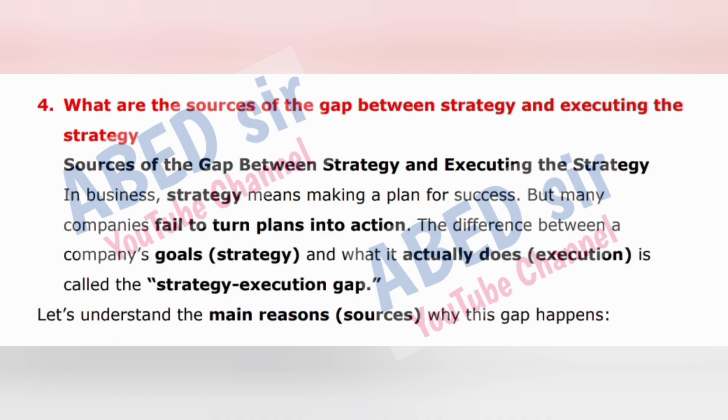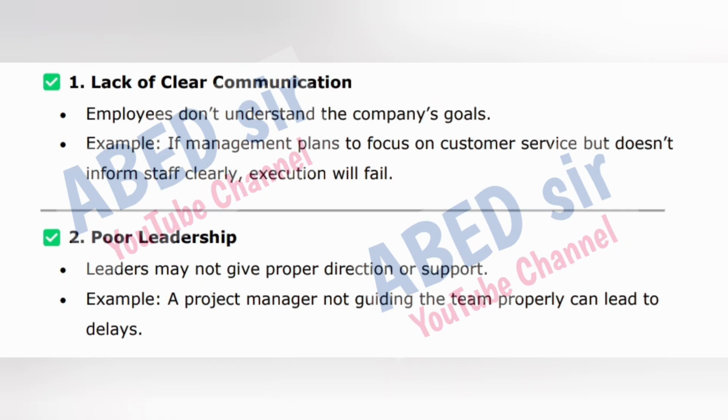Let's understand the main reasons, sources, why this gap happens. 1. Lack of clear communication. Employees don't understand the company's goals. Example, if management plans to focus on customer service but doesn't inform staff clearly, execution will fail. 2. Poor leadership. Leaders may not give proper direction or support. Example, a project manager not guiding the team properly can lead to delays.